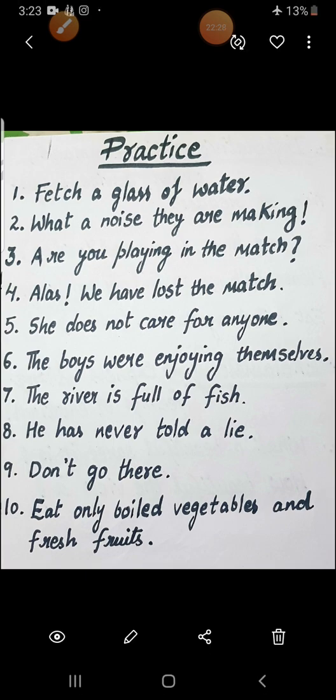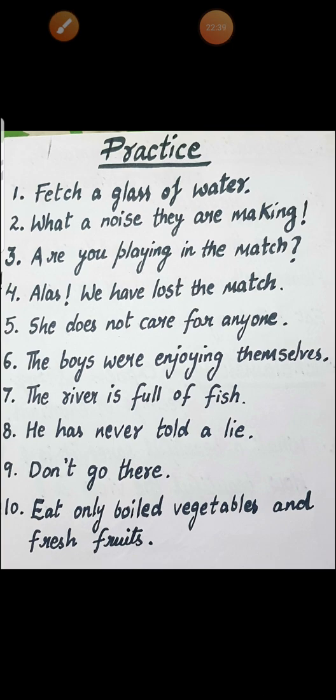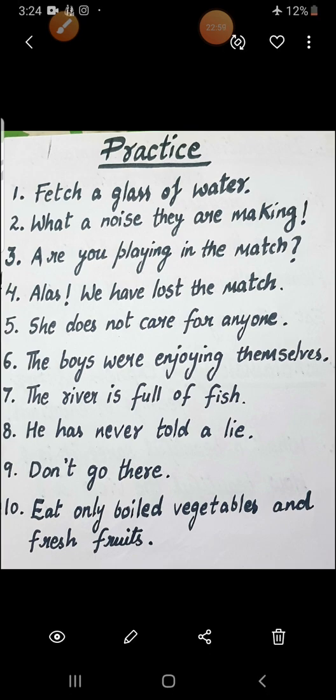What your work is, is to write what type or what kinds of sentences these are. This is just for your practice, and in the next video I will tell you the answers of all these sentences, what kind of sentences these are. So this is a practice that you can do. If you have understood all the kinds of sentences, then you will be able to do this. It is very easy.